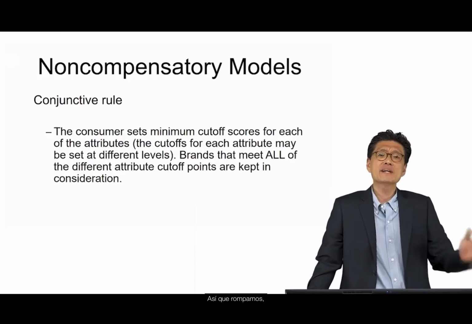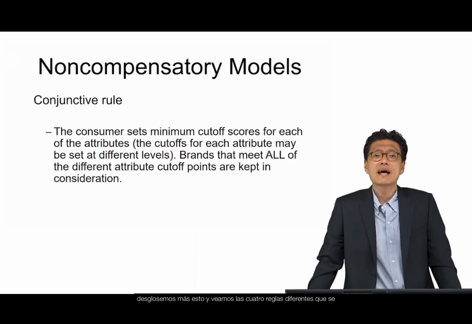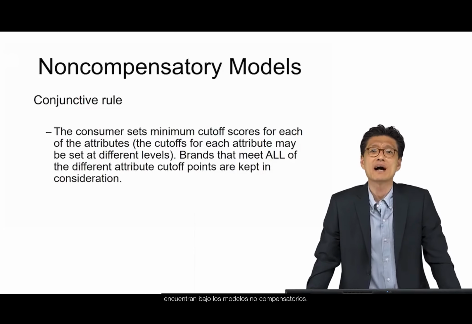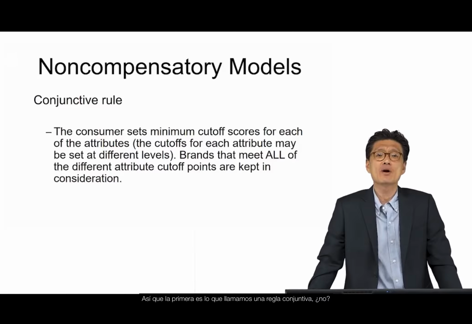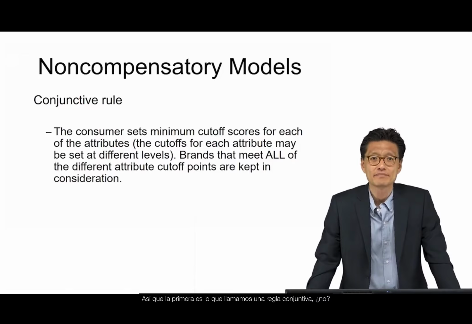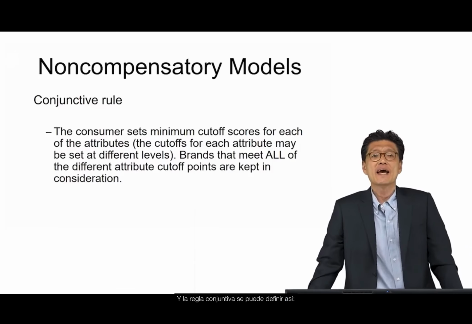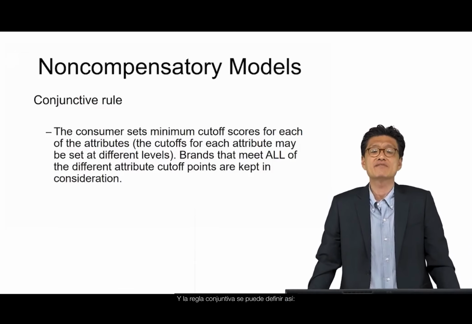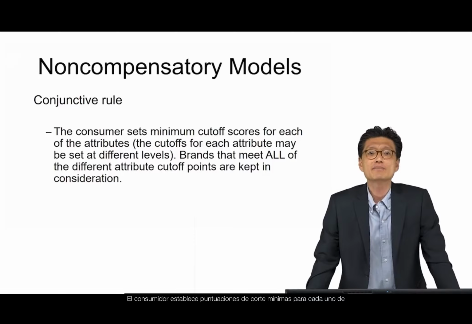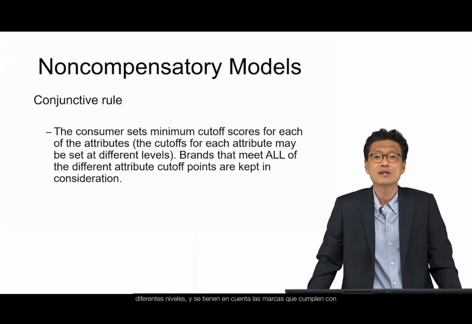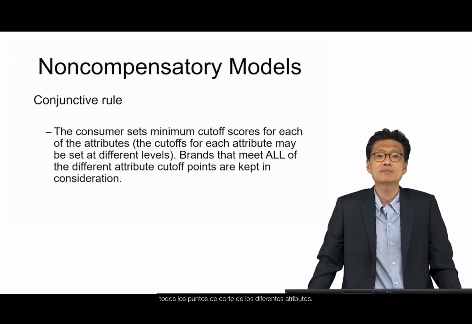So let's further break this down, and let's look at the four different rules that are under non-compensatory models. The first one is what we call a conjunctive rule. We just have to understand the definitions of each of these rules. The conjunctive rule can be defined as the following. The consumer sets minimum cutoff scores for each of the attributes. The cutoffs for each attribute may be set at different levels, and brands that meet all of the different attribute cutoff points are kept in consideration.